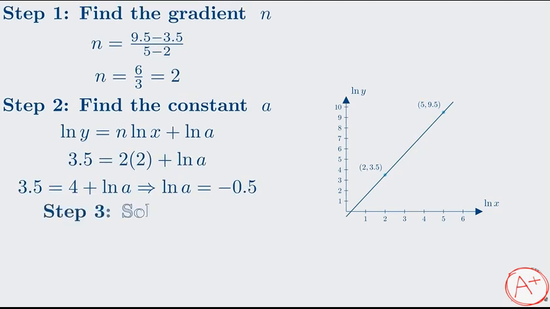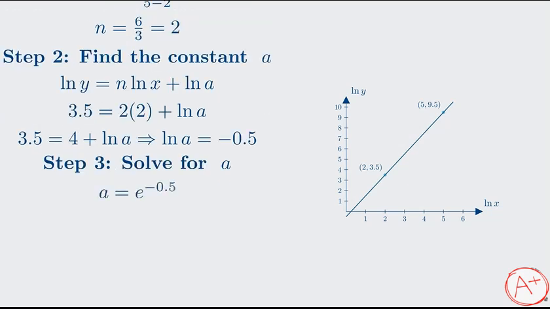To find a, we must take the exponential of both sides. This gives us a value of approximately 0.607. Always provide your final constants to 3 significant figures, unless the question specifies otherwise.